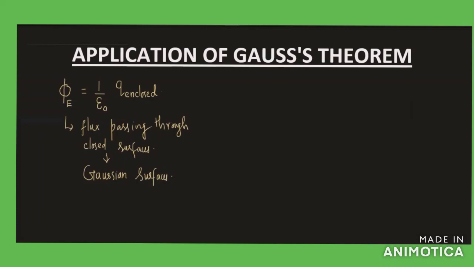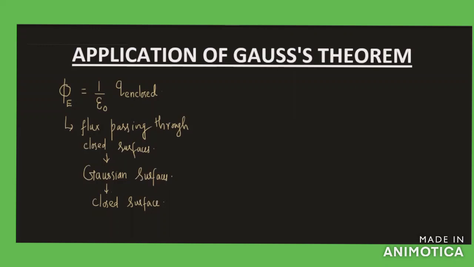A Gaussian surface must be a closed surface. It can be of any shape, but it must be a closed surface. Gauss's theorem can apply only on closed surfaces, which are called Gaussian surfaces.